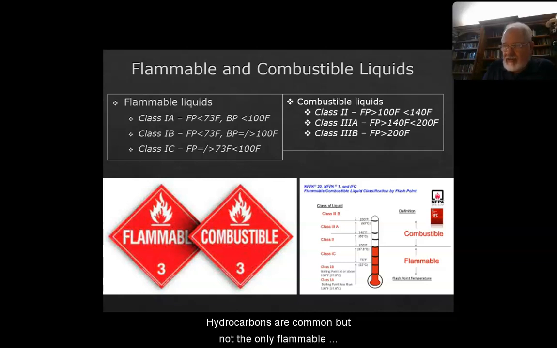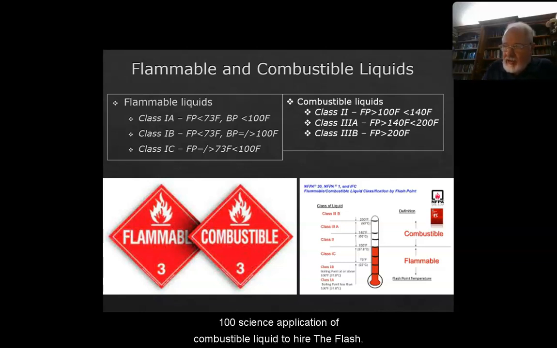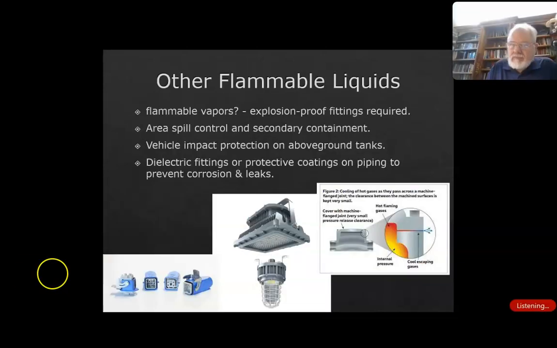Hydrocarbons are common but not the only flammable liquids. The combustible liquid K1 clear kerosene is blended with a flash point around 106 degrees Fahrenheit, but it's not that far from being a flammable liquid. The higher classification of combustible liquid, the higher the flash point. Thin, fast-flowing liquids are more likely to be flammable liquids as opposed to viscous liquids, which lean more towards the combustible side. Other flammable liquids.